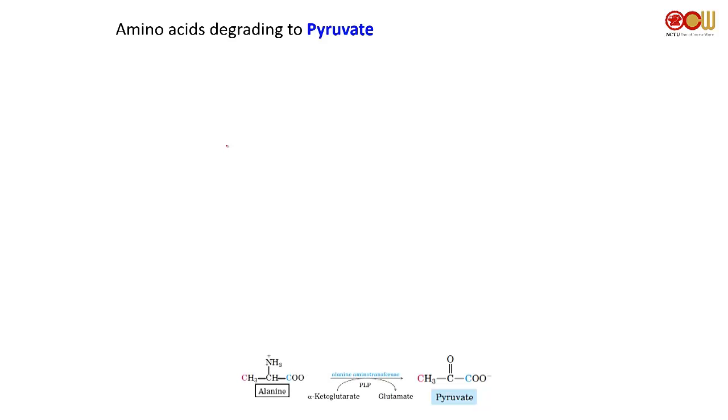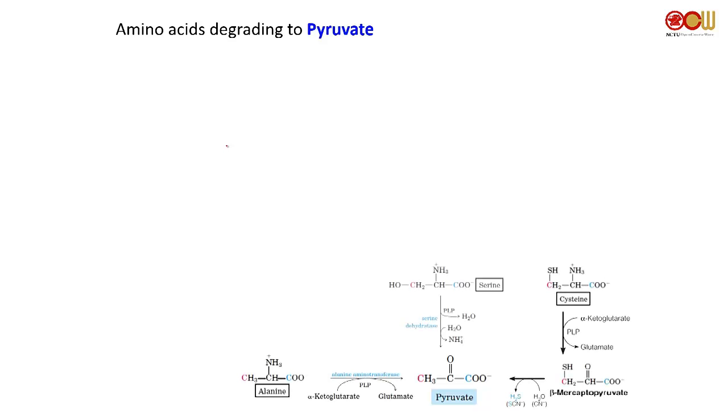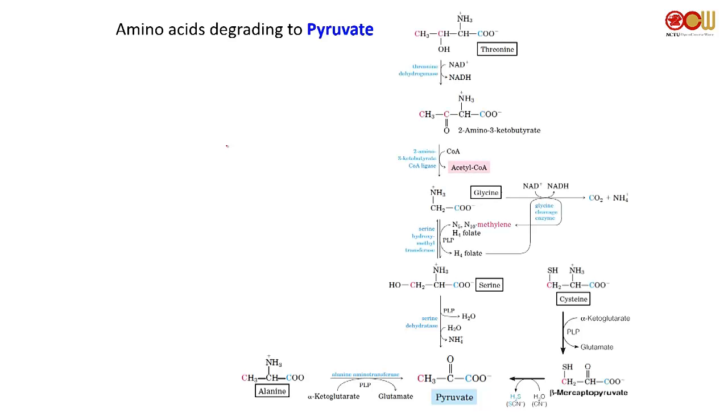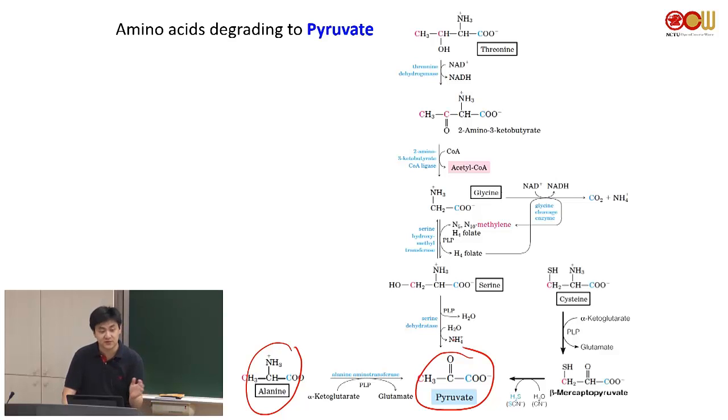Now the amino acids degrading to pyruvate: you got alanine, cysteine, serine, glycine, and threonine. In particular, alanine to pyruvate, this you have to know. It's transamination. For the part that we're learning about nitrogen metabolism, my emphasis is on the simple reactions, for example oxidation, reduction, transamination, decarboxylation, hydroxylation, these types of things.